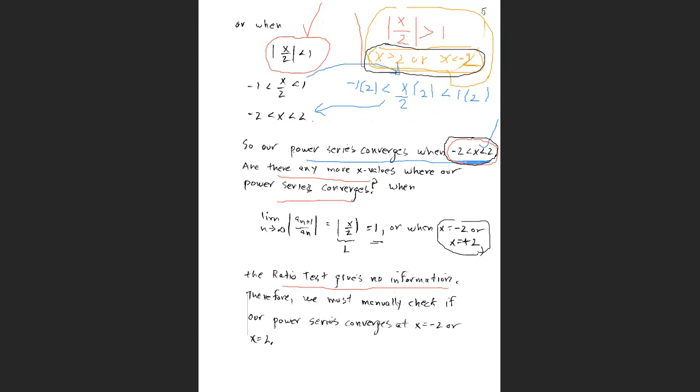But that doesn't mean we just ignore those endpoints. We can't just ignore those endpoints. We have to manually check if our power series converges when x equals -2 or x equals +2. We have to manually check it. And by manually check it, I mean substituting in the value of x equals -2 and the value of x equals +2 and watch what the series becomes.